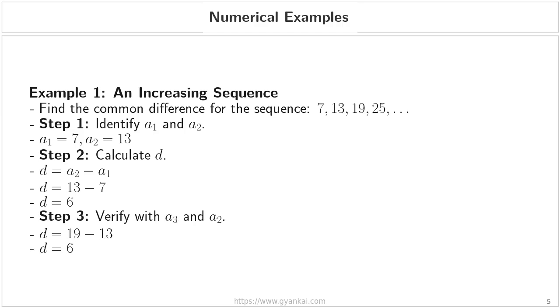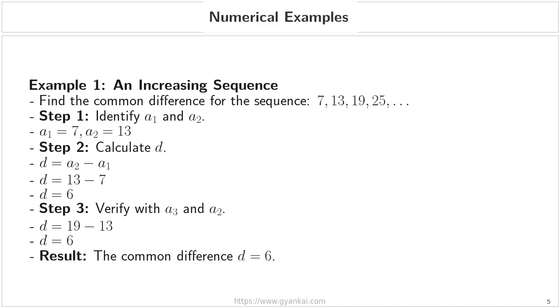But remember, to be absolutely sure this is an arithmetic progression, we shouldn't stop there. In step 3, we must verify this result using another pair of terms. Let's use the second and third terms. We take the third term, a sub-3, which is 19, and subtract the second term, a sub-2, which is 13. As you can see, 19 minus 13 also gives us 6. Since the difference remains constant, we can confidently conclude our result. The common difference, d, equals 6.